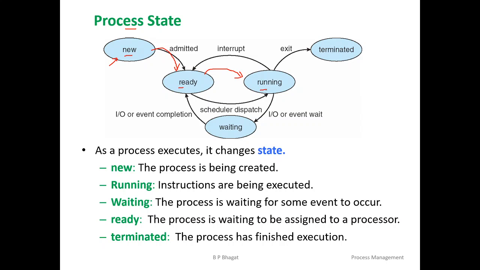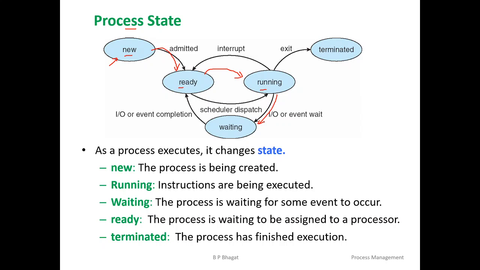So the instruction that is being executed by the CPU is in the running state. Now once the process is in the running state, due to some IO-related work, an interrupt occurring, or the child process birth, the process has to wait. So another state is the waiting state.